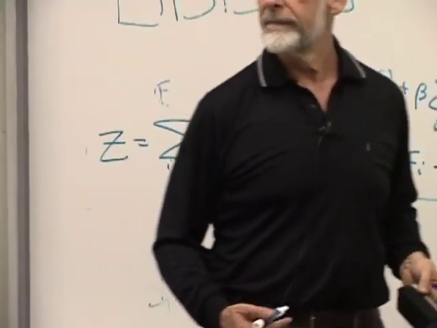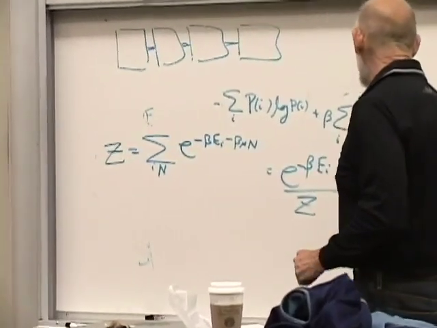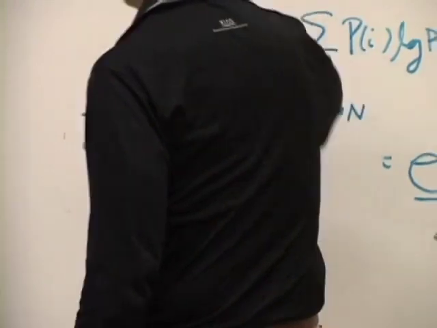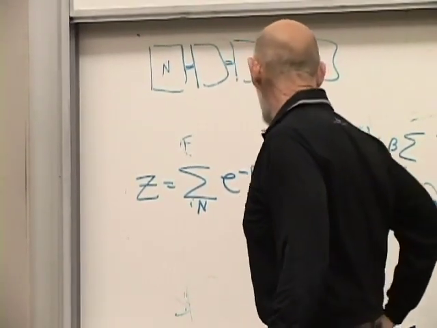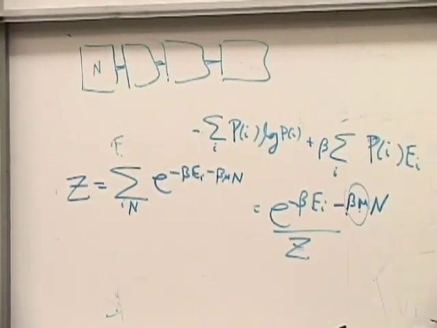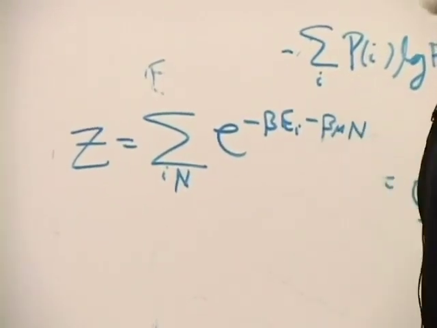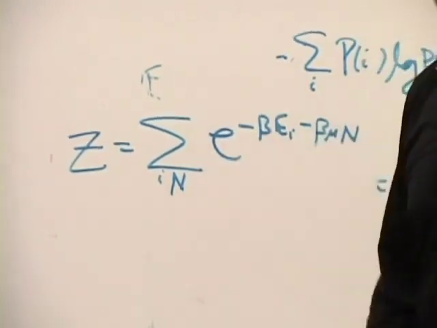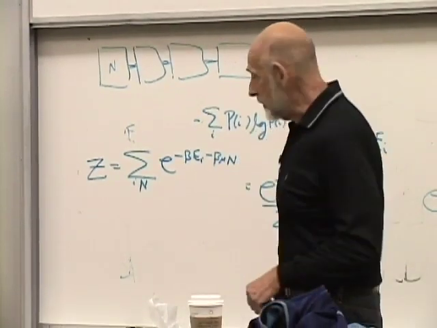Is the capital N in that formula supposed to be N sub i? No. No. It's the average number of particles in all the boxes. That's right. The average number of particles in all the boxes. All right, so this is a device, and how do you choose mu? You choose mu by calculating the average number of particles from this probability distribution, and then set it equal to what you think the average number of particles is, whatever it happens to be.